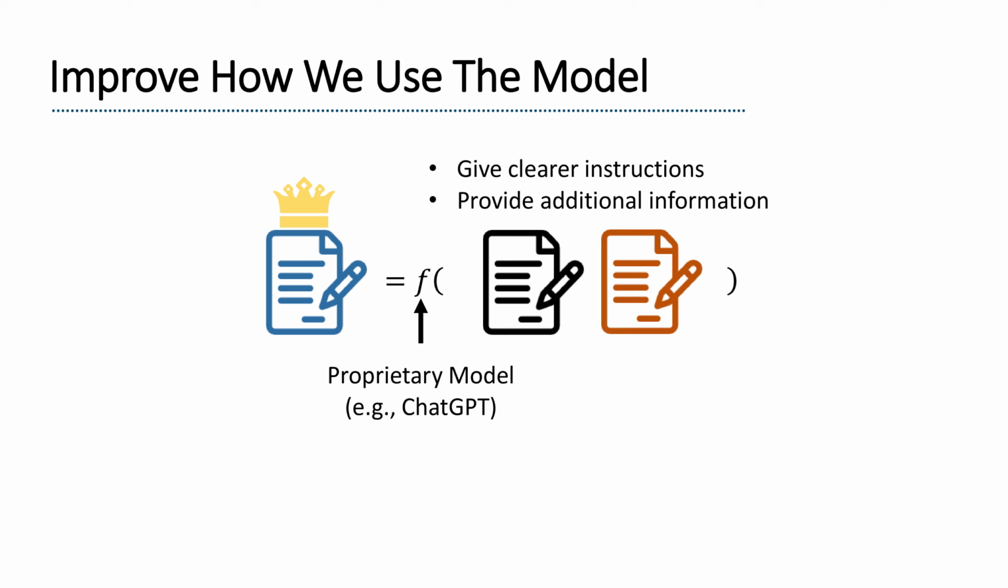This is where prompt engineering comes into play. It's like giving the model the right nudge so it knows exactly what you want. Think of it as asking the right question in just the right way to get the answers you need. And here is something interesting. With proprietary models, like the one many of you are already familiar with, such as ChatGPT, you don't have the option to adjust the model's internal parameters, but what you can do is craft better prompts to steer the model in the direction you want. It's all about how we interact with the model to get the most out of it.